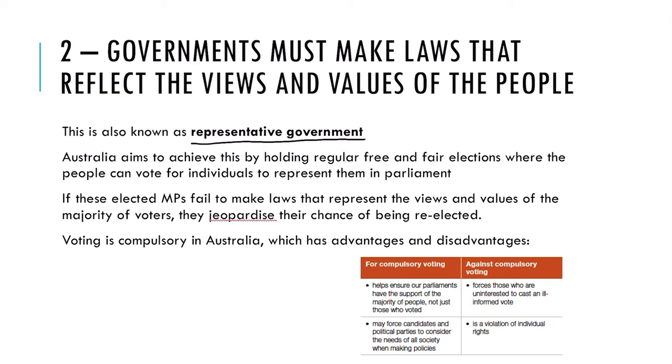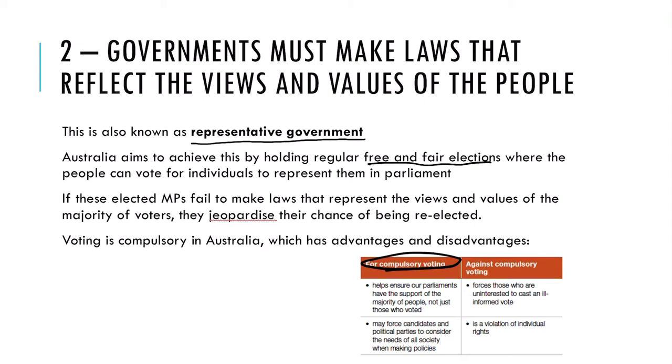We do aim to have representative government by holding free and fair elections every 3 years federally, 4 years in the states, where people can vote for individuals to represent them. Now, this is important in Australia because we have compulsory voting, which means that everyone over the age of 18 who is an Australian citizen must vote. Otherwise, you are subject to fines. And there are obviously advantages and disadvantages for that.